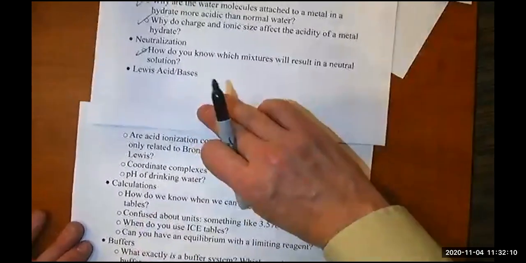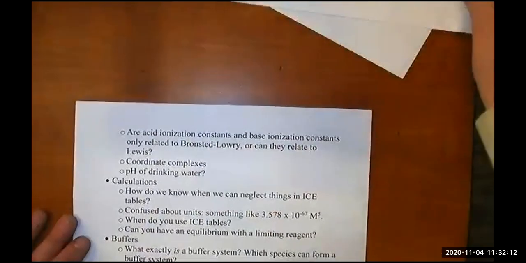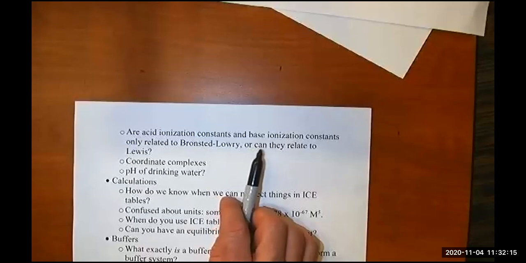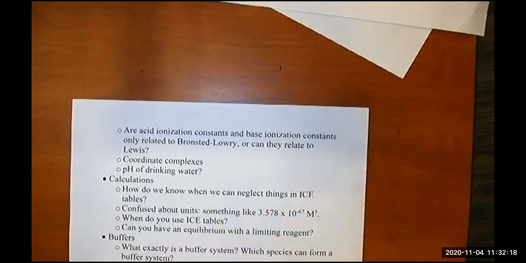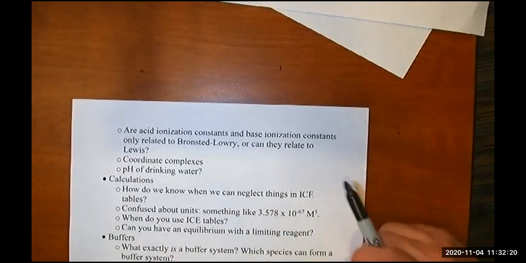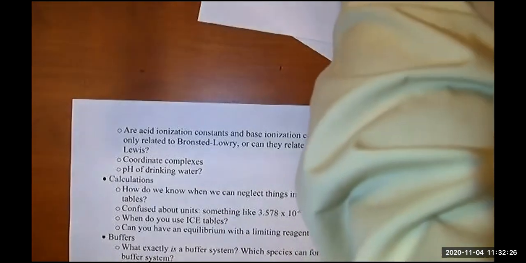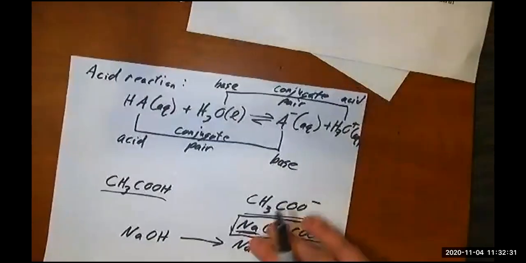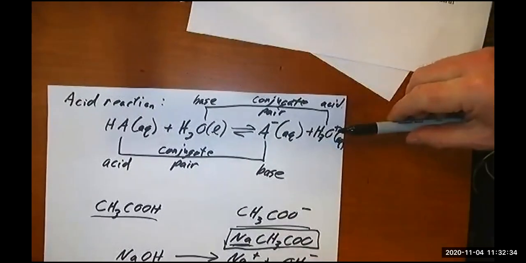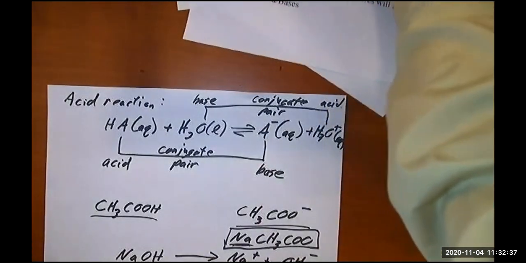Okay, so there were some questions about Lewis acids and bases. Are acid ionization constants and base ionization constants only related to Bronsted-Lowry, or can they relate to Lewis? The way we have formulated the standard acid reaction and the standard base reaction is in terms of a Bronsted-Lowry reaction. So here's the standard acid reaction we were talking about, and we have a similar standard base reaction right here. Those are depicted in terms of a Bronsted-Lowry proton exchange process.